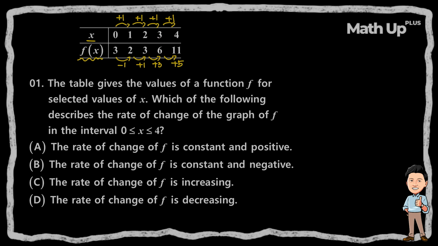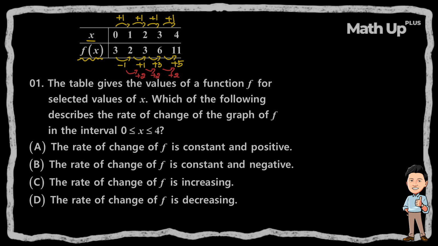Now, if we look at this pattern of this average rate of change of f, it increased by 2, right? Plus 2, plus 2. So we can conclude that these average rates of change of f are increasing constantly. It increases by 2, right?